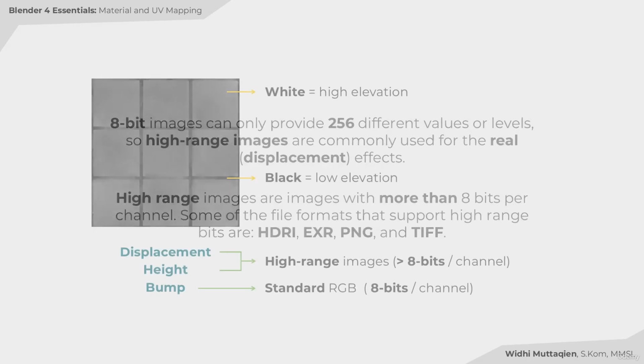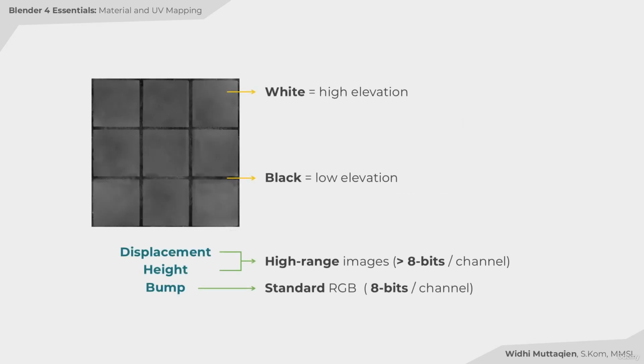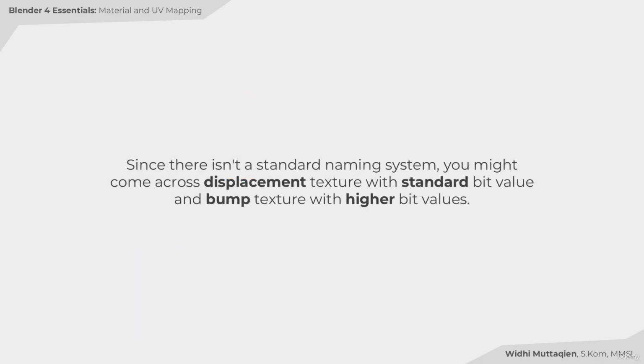So again, usually, bump texture has only the standard 8 bits per channel, while displacement and height texture usually has more than 8 bits per channel, and so commonly they are larger in file size. But there is nothing preventing people from naming 8-bit images as displacement or naming higher bit images as bump. Essentially, we handle these textures the same way inside Blender as they are all single channel images.